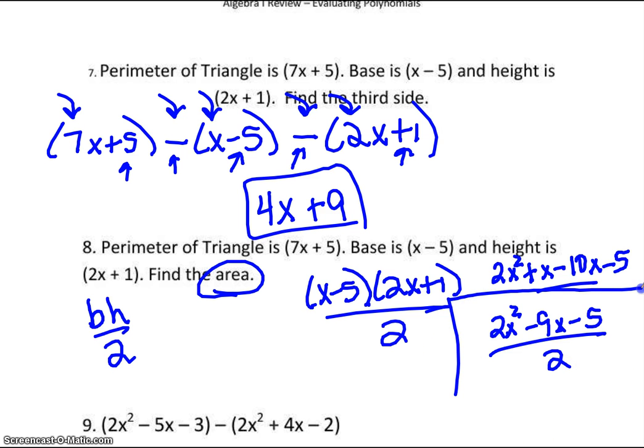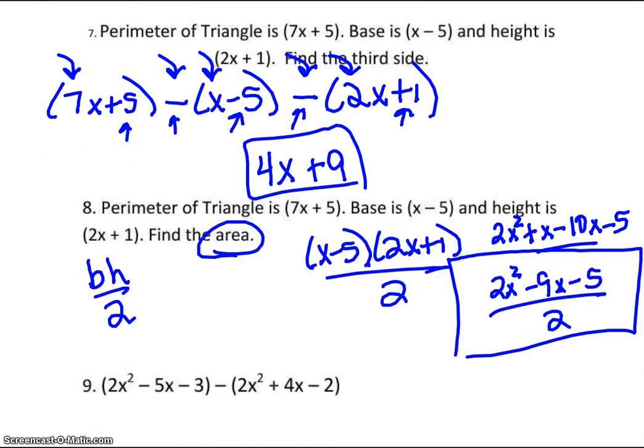And I will be nice and let you write it that way. You could take and divide each term by 2, and it would be x squared minus 4.5x minus 2.5. I'd still take that, but you don't have to.